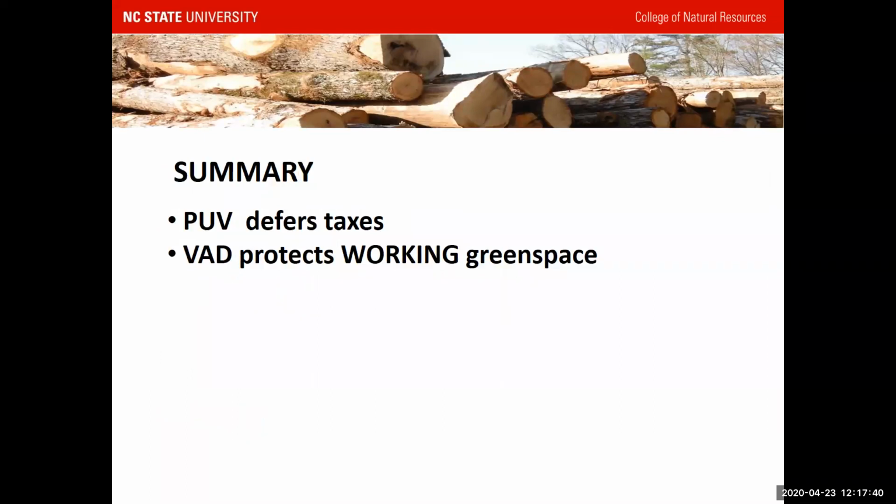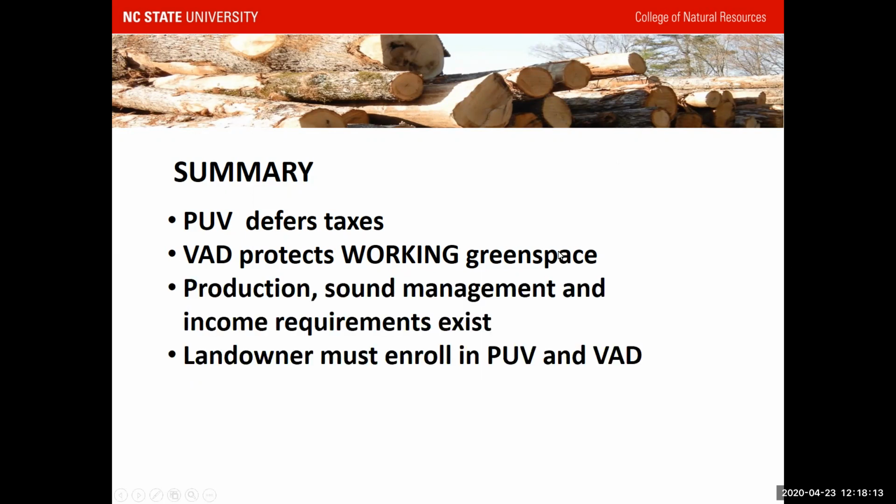So I'd just like to wrap up a little bit, and it's going to be a summary of both of those programs. So just as a reminder, present use valuation, or PUV as the agency folks refer to it, defers the taxes, reduces them in high real estate areas to a level that is comparable for any farmer producing on similar productive lands. PUV and voluntary ag districts protect that working green space with various levels of protection. Both of them, in a sense, have a production or a sound management requirement, and at least for PUV, an income requirement exists.